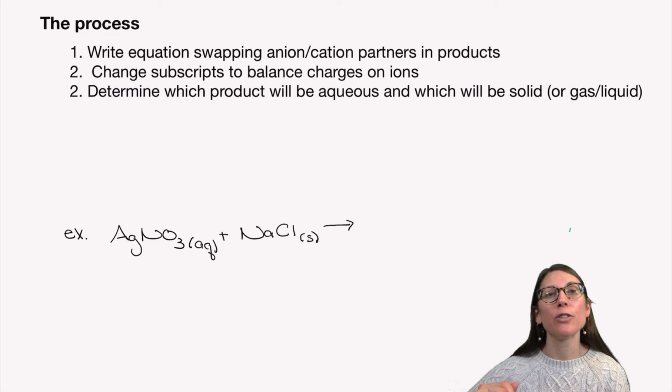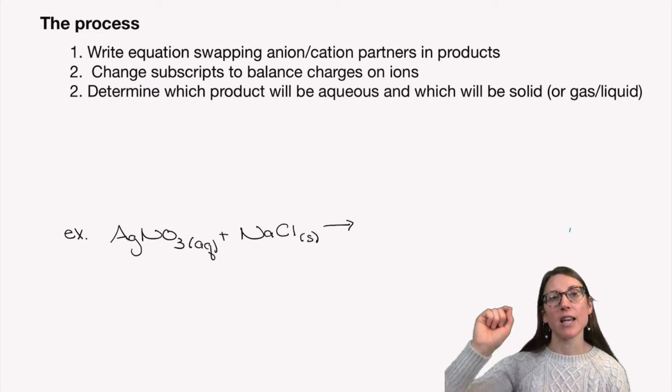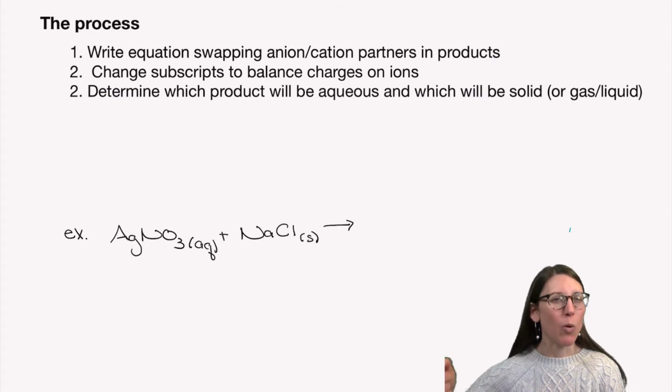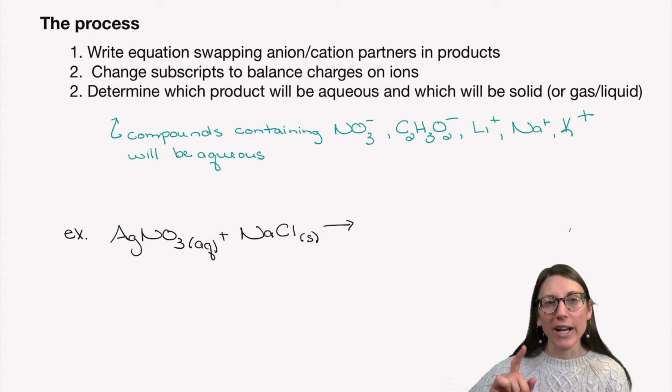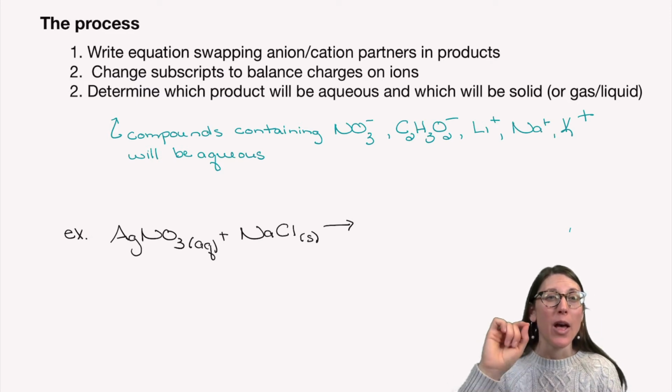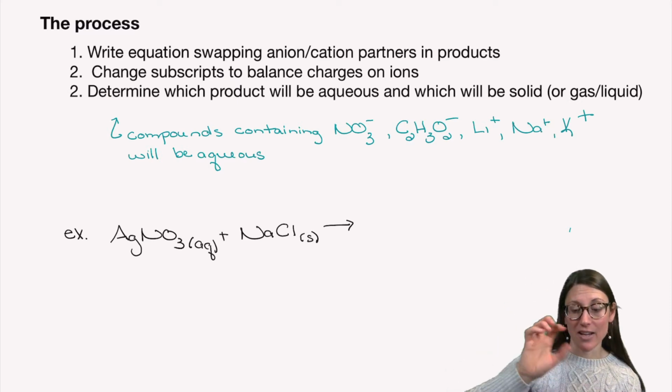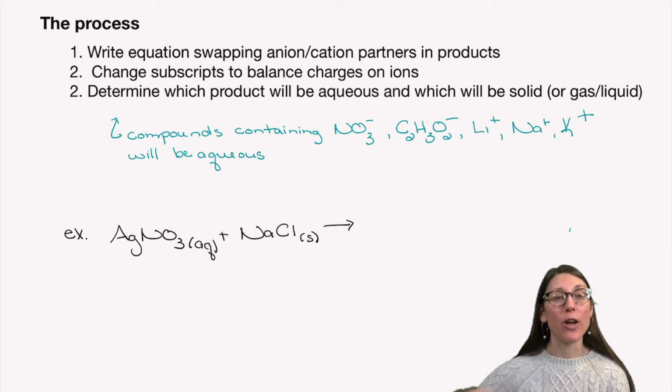And then lastly, we're going to figure out which of the products is aqueous and which one is a solid, a liquid like water, or a gas. When it comes to deciding which of the products is going to be aqueous, tip: compounds that contain nitrate, acetate as your anions, or that have lithium, sodium, potassium, or other group 1 cations, those are going to be aqueous. And the other product, if you know what product form is, the other one is going to be the precipitate. If you see water, obviously that's going to be a pure liquid.